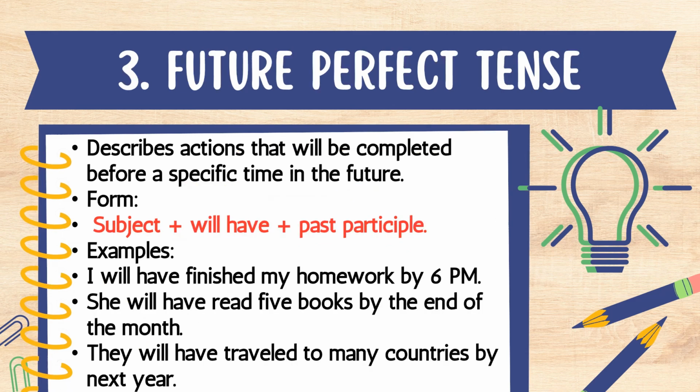Now the third type, which is future perfect tense. In future perfect tense, we discuss the actions that will be completed before a specific time in the future, right? For making these type of sentences, you will use subject plus will have and then the past participle. Okay. So see what is important: for any present perfect, past perfect, or future perfect, you always need a past participle in it. Okay, so see how you can make it.